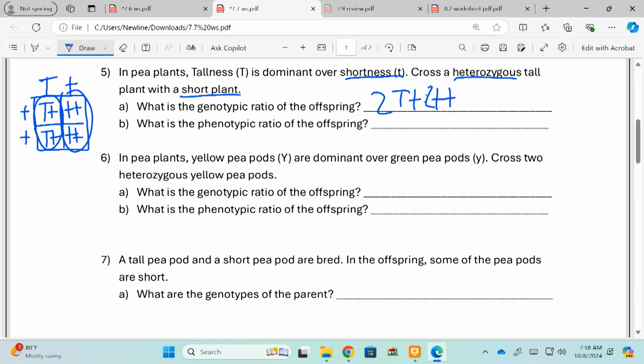Okay, and then what is the phenotypic ratio of the offspring? Well, we would have 2 tall and 2 short. Okay, great, so let's keep it going. Number 6 says in pea plants, yellow pea pods are dominant over green pea pods. Cross 2 heterozygous yellow pea pods.